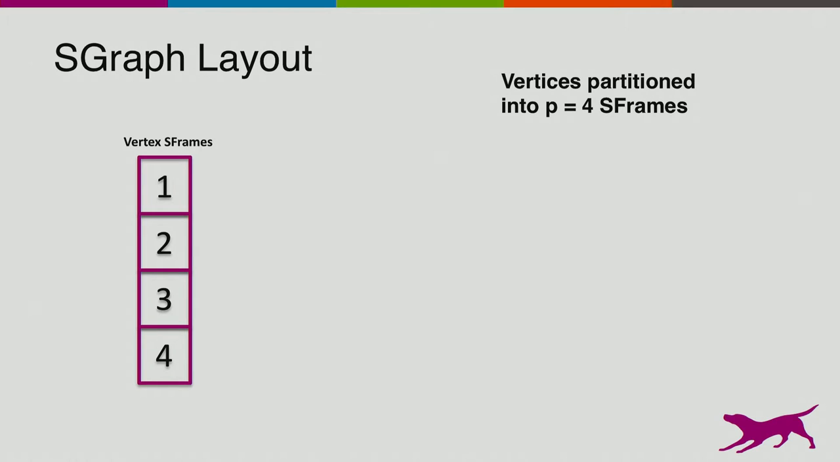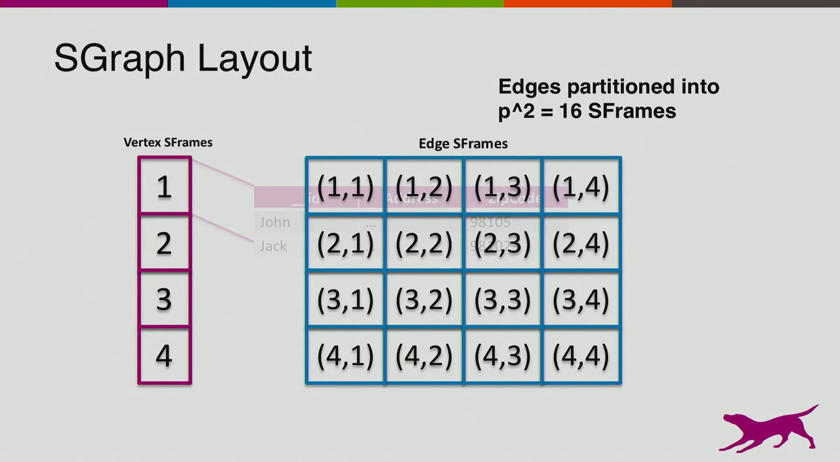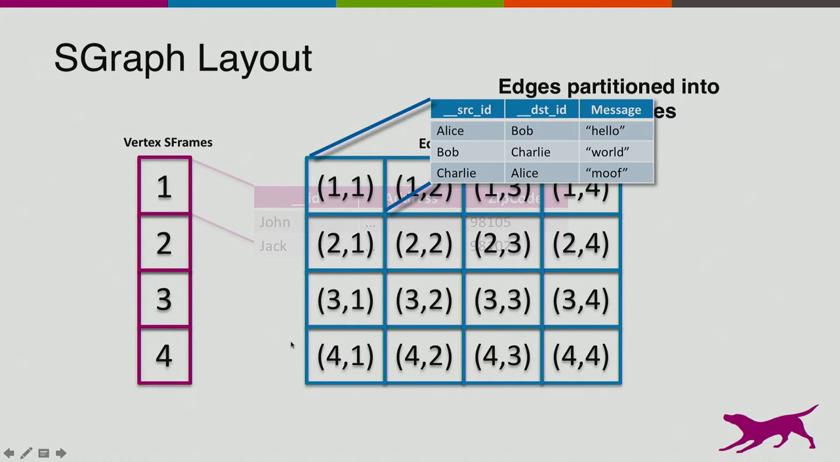The layout of SGraph is very simple. It's built using SFrame. For vertex data, we partition it into a bunch of segments. We call them partitions, in this case four partitions. Each partition is essentially an SFrame. Remember, SFrame is columnar and disk-backed. Therefore, SGraph is also columnar and disk-backed. For vertex data, we can store IDs for each vertex and associate each ID with different types of metadata, like address and zip code. All the column types supported by SArray are automatically supported by SGraph. For edges, we similarly partition them into P squared SFrames. Each partition can store source ID, destination ID, and extra metadata, like a timestamp and message.